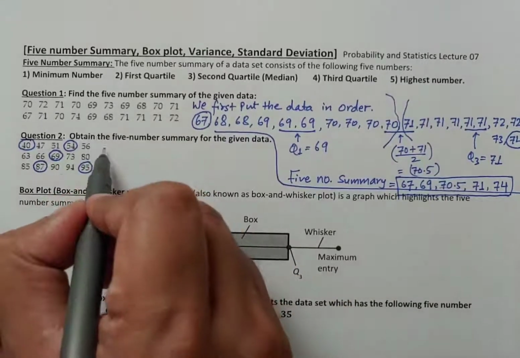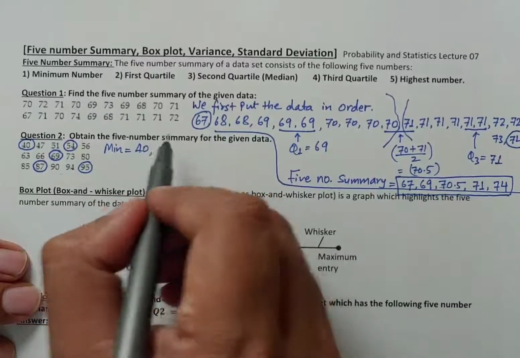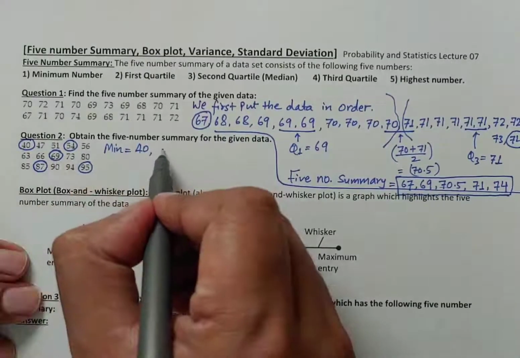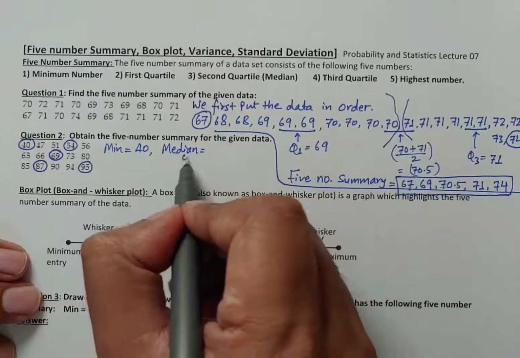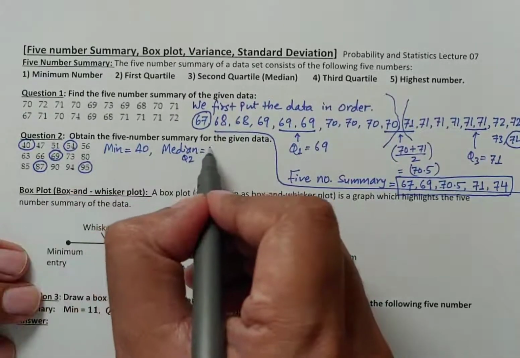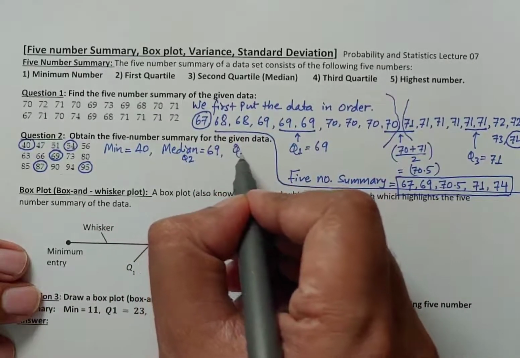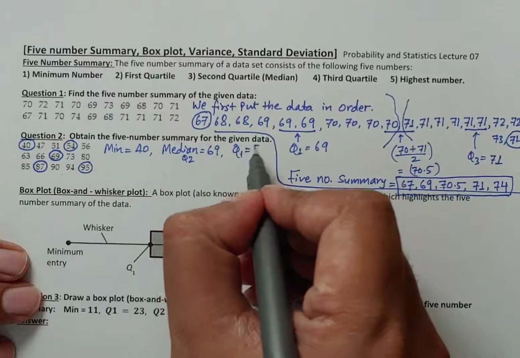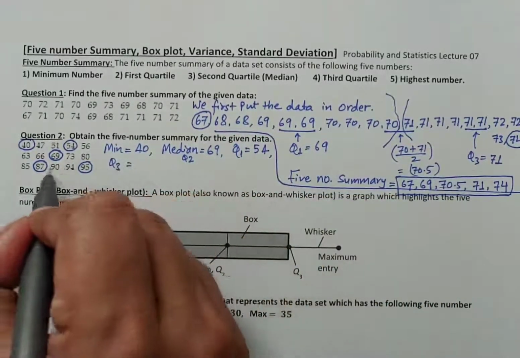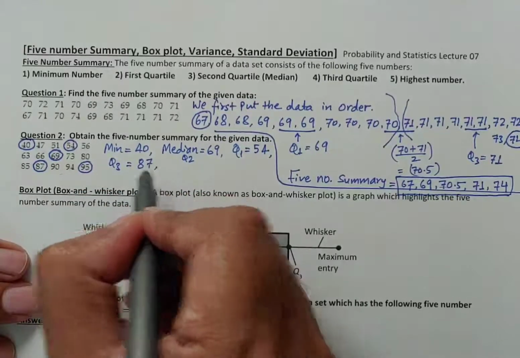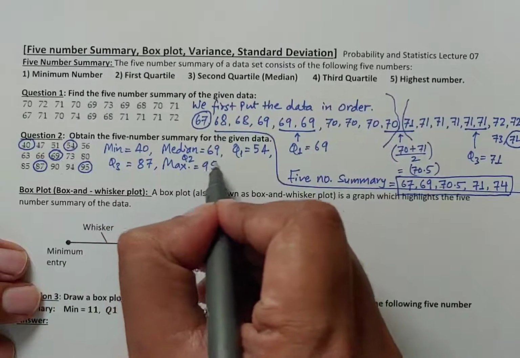So the minimum is 40, and then we found the median, which is Q2. Q2 is 69, right? And then the first quartile, Q1, is 54, and Q3 is 87, and the maximum number is 95, right?